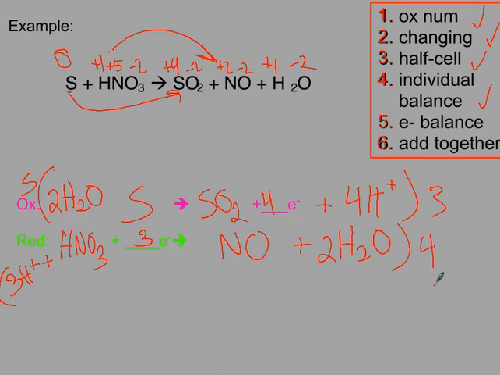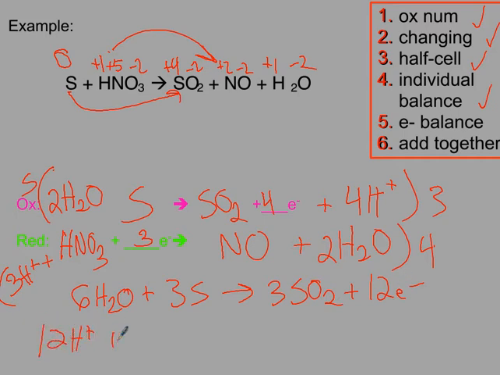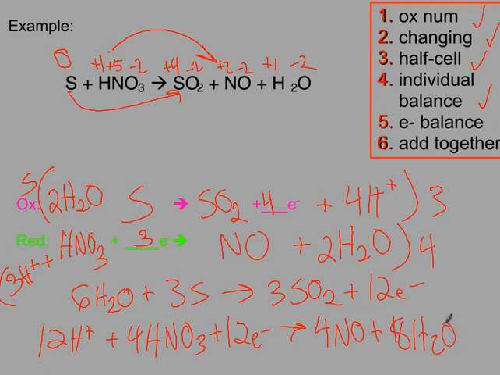So now instead of having, I'm going to run out of room. I'm running out of time. Instead of 2 H2Os, now here I have 6 H2Os plus 3 sulfurs goes to 3 SO2s plus 12 electrons. And in the other one, I have 12 H pluses plus 4 HNO3s plus 12 electrons goes to 4 NOs plus 8 H2Os. Now I can cancel out things like I can say, okay, well I've got 12 electrons here, 12 electrons there. That goes away.